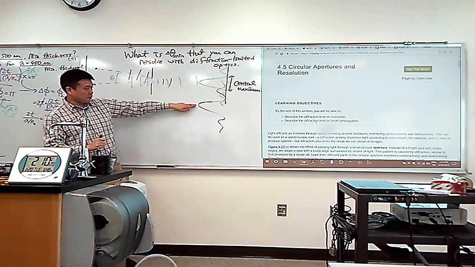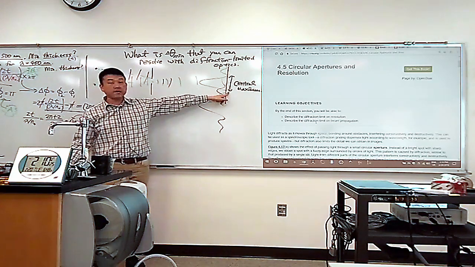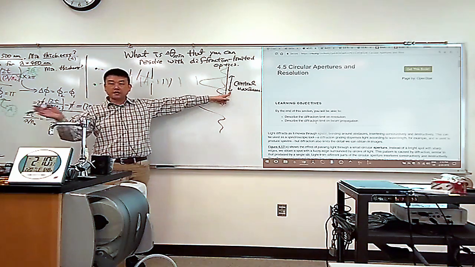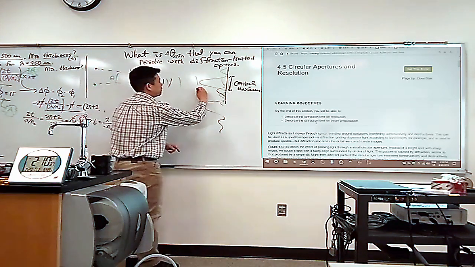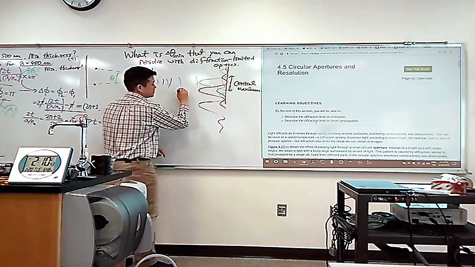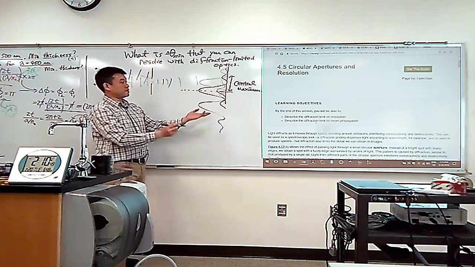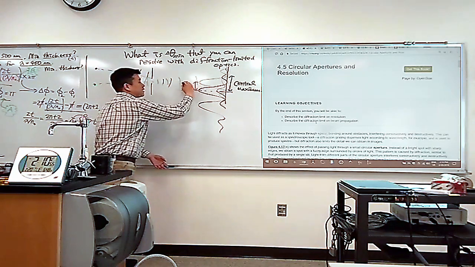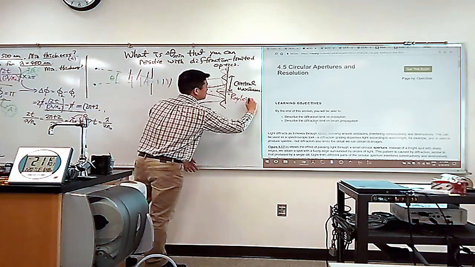When the middle of the central maximum of one of them overlaps with the first diffraction minimum, that's the smallest angular size we can tell apart. So when your intensity pattern looks like this, when this central maximum falls on this first diffraction minimum, we'll say that's the smallest angular size. So this is my theta min. And this is what we call the Rayleigh criterion.